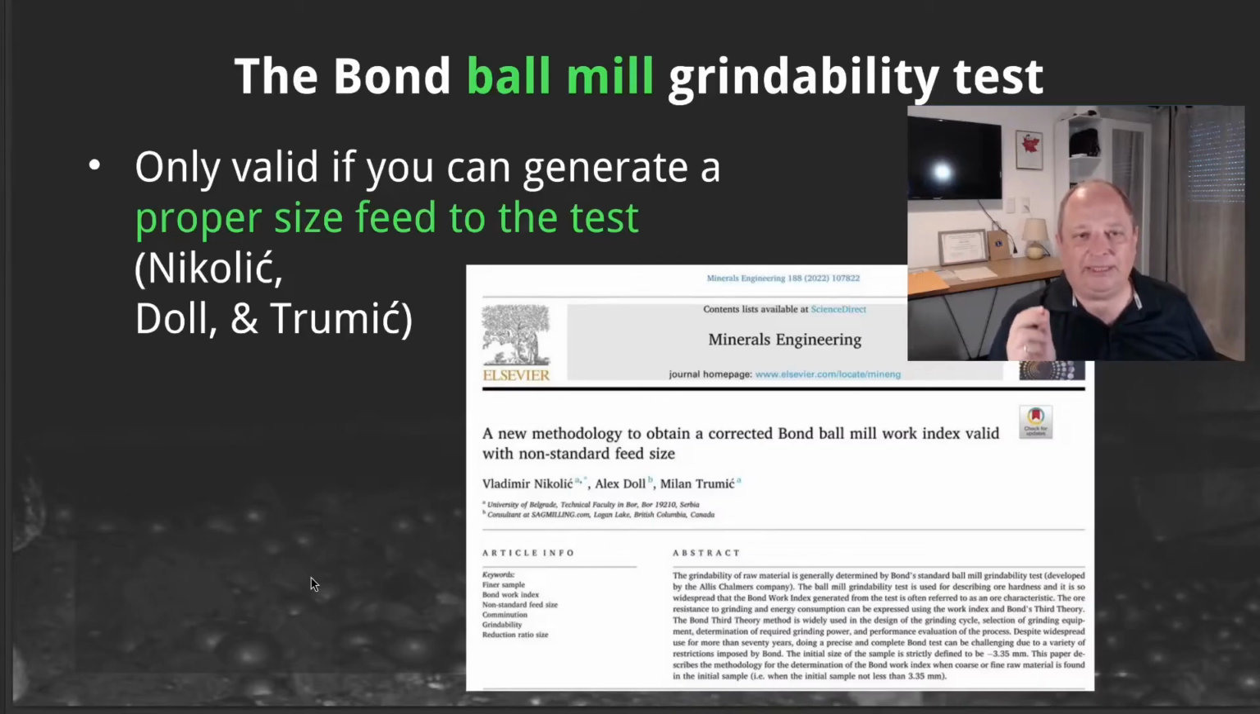Something to know about this test is it is only valid if you have a proper feed size that has been stage crushed in a way that corresponds to the Bond procedures. If, for whatever reason, you don't have a standard feed size, you need to apply a correction. So it's not valid to just take a laboratory HPGR, pull a product out of that, and just stuff that into a Bond ball mill and say, oh, look, the ball mill work index has changed. Actually, it might not have. All you've done is you fed it with an invalid feed.